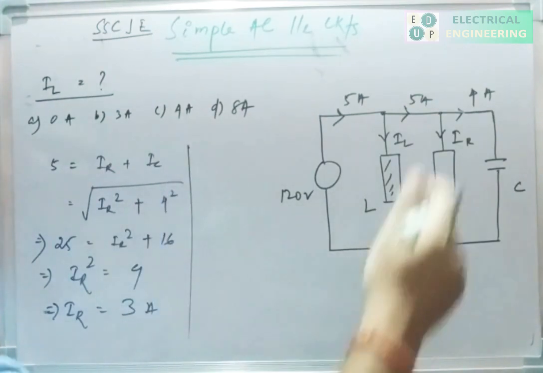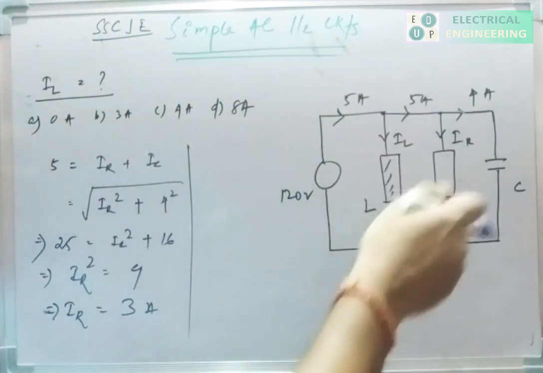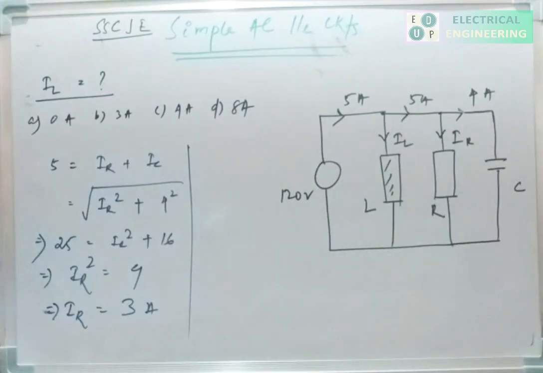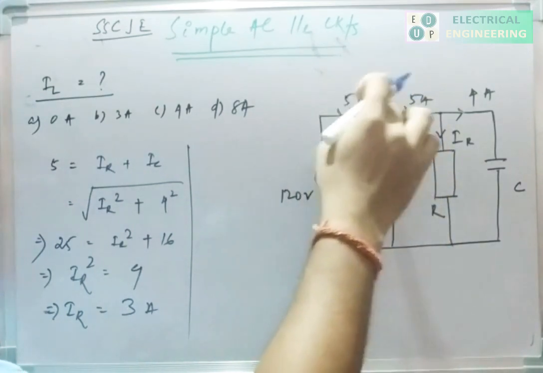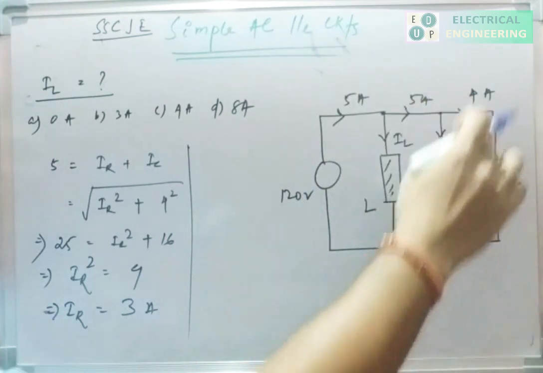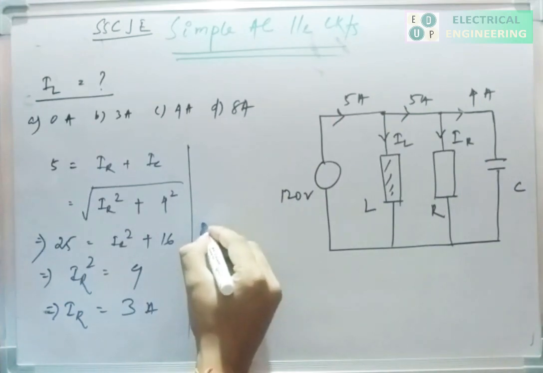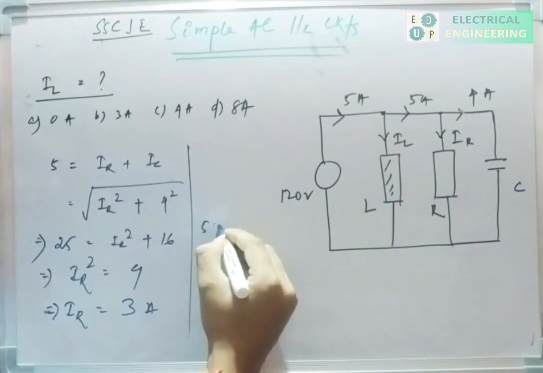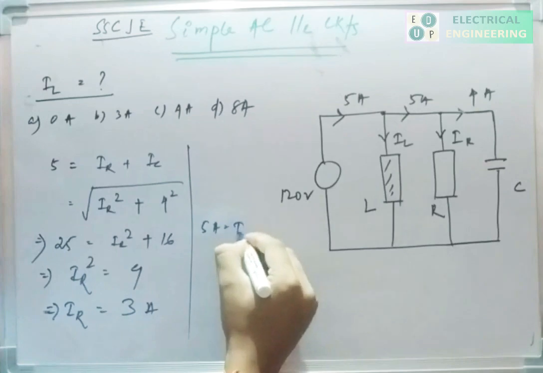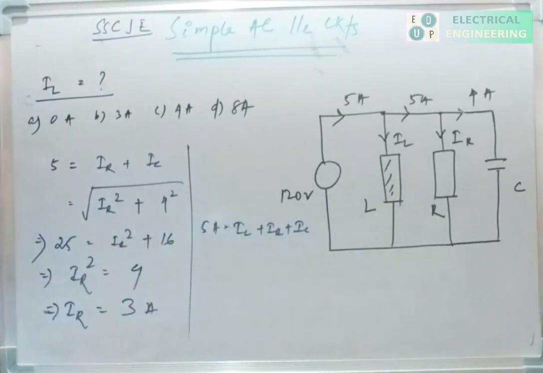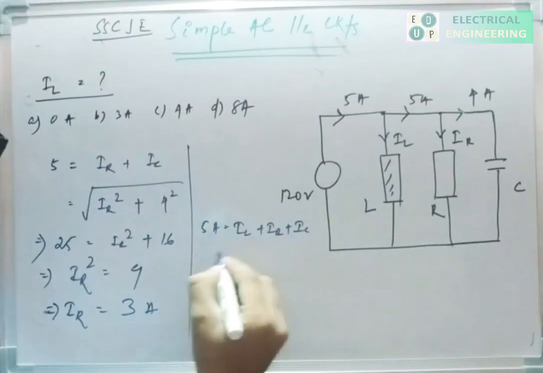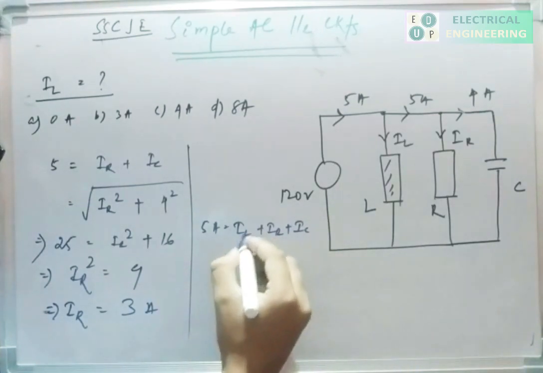Now you got IR, and you have 3 parallel branches. 5 ampere is the total current that will be distributed among L, R and C. So we can write it as 5 ampere equals IL plus IR plus IC, but you cannot add it algebraically. Again we have to add it vectorially. IL is how much?